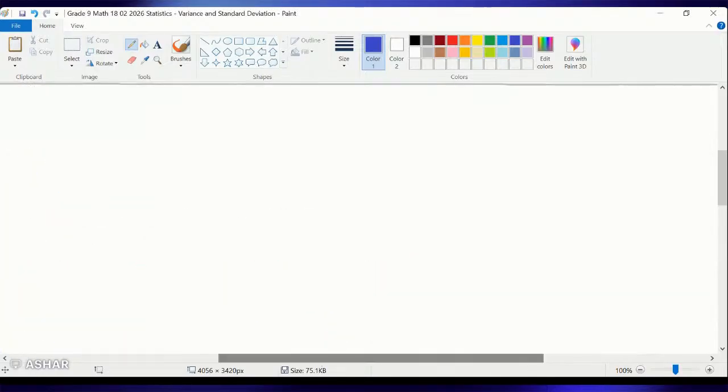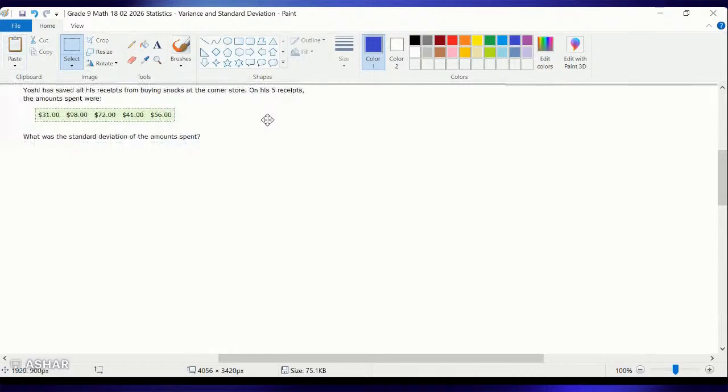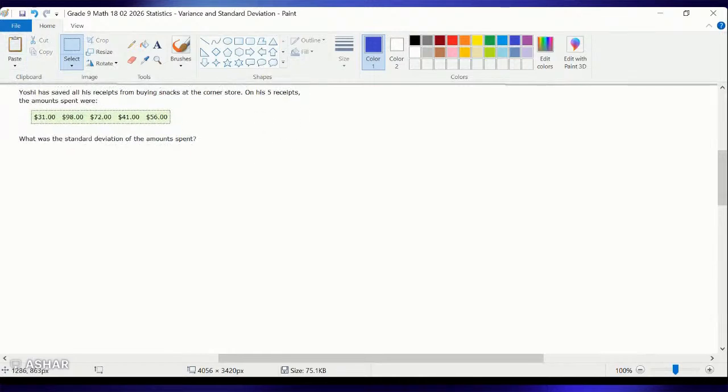The next question says, question number 4. If these were the scores that were given to us in question number 4, can anyone help me out with the mean? What should be the mean score?